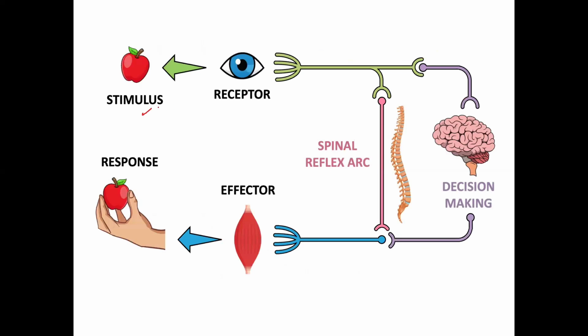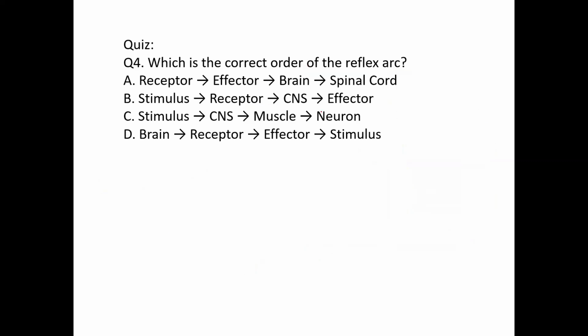Let's look. The stimulus is an apple. It is received by the receptor present on the retina and it is sent to the central nervous system. The central nervous system makes a decision and sends it back through the motor neuron, and the effect is generated. But this is for reflex action. Let's study what reflex action is. Before that, which is the correct order of the reflex arc? The correct order: first the stimulus comes, the receptor receives the signal, sends it to the central nervous system, and the effect is generated.